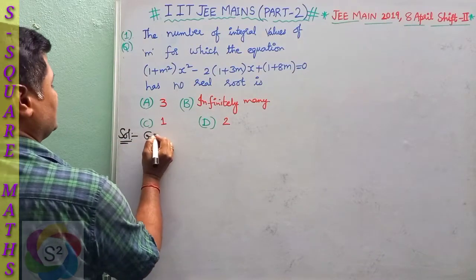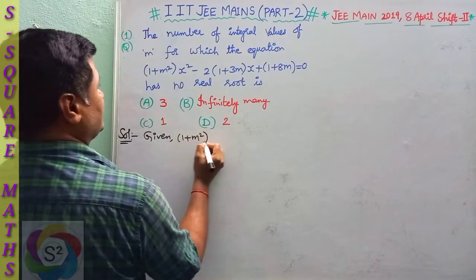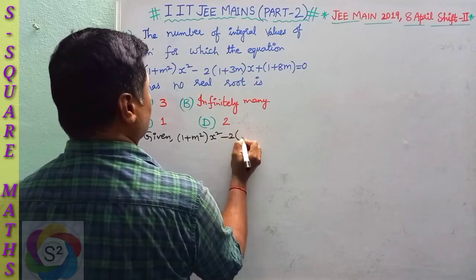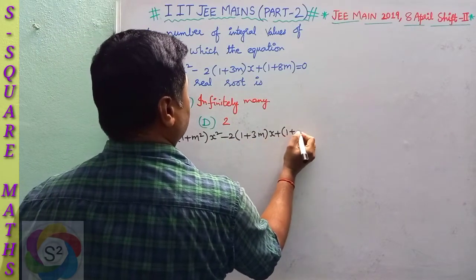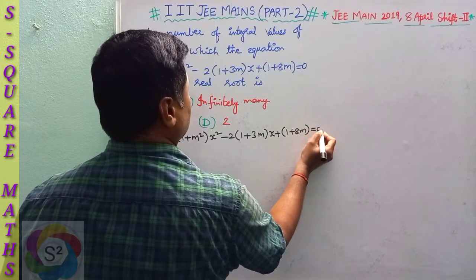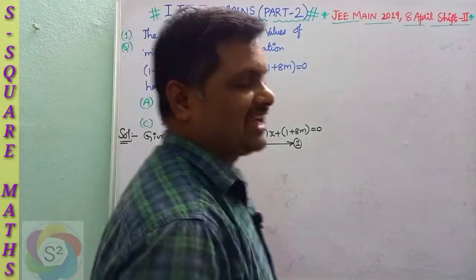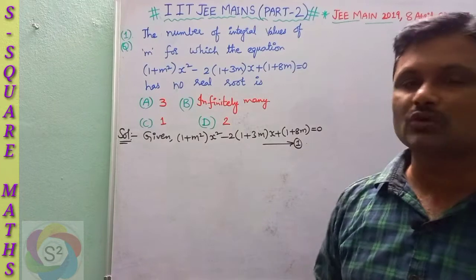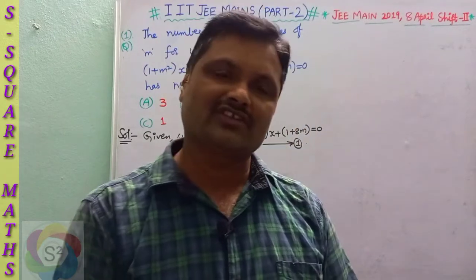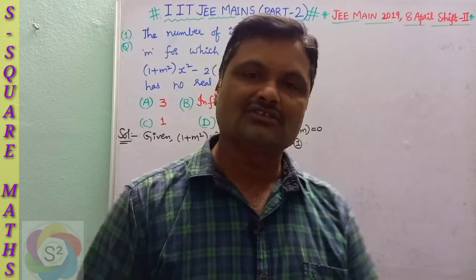So, given: (1 plus m square) x square minus 2(1 plus 3m) x plus (1 plus 8m) is equal to 0. Mark it as equation number 1. This has no real roots. No real roots means we have to go through the discriminant, nothing but delta, capital D.